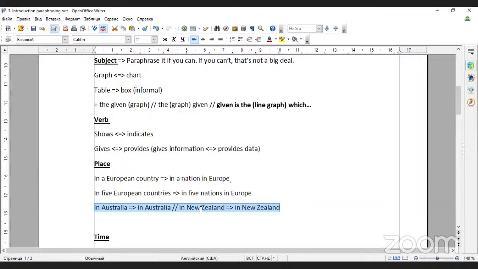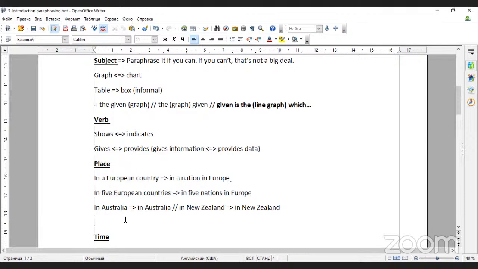And by the way, you cannot change United Kingdom to Great Britain or vice versa, because United Kingdom consists of Great Britain and Northern Ireland. So you're making a factual mistake. Maybe the examiner will not notice this, but some of them will. But if you have something like in a European country, you can paraphrase it as in a nation in Europe, or in 5 European countries, you can say in 5 nations in Europe.